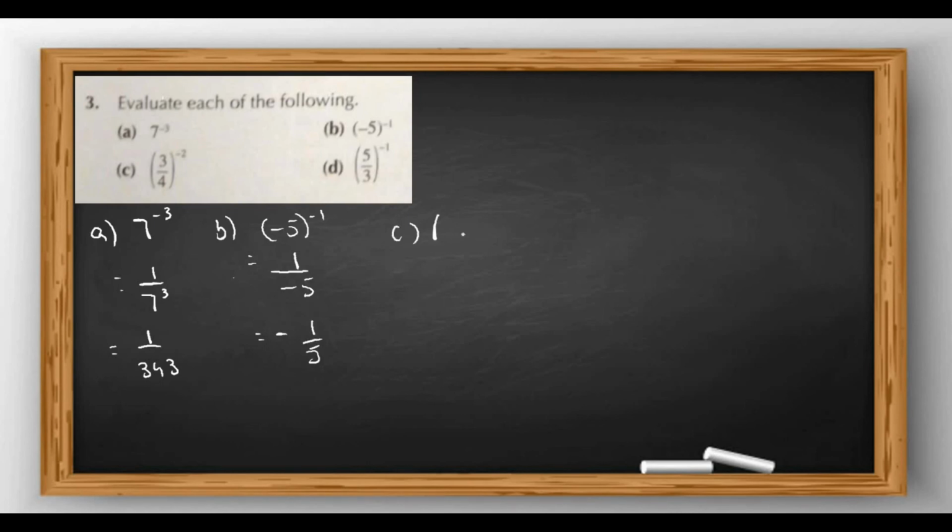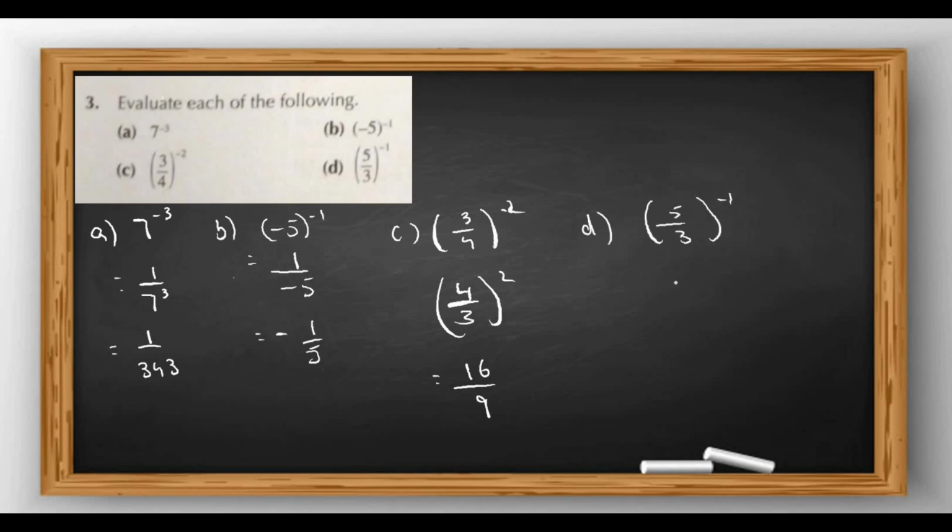Part C, 3 upon 4 raised to power minus 2. So this would become 4 upon 3 raised to power 2, and your answer would be 16 upon 9. Part D, 5 upon 3 raised to power minus 1. So this would become 3 upon 5 raised to power 1, and this will be your final answer.